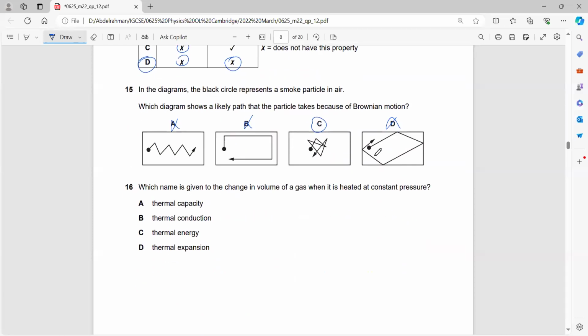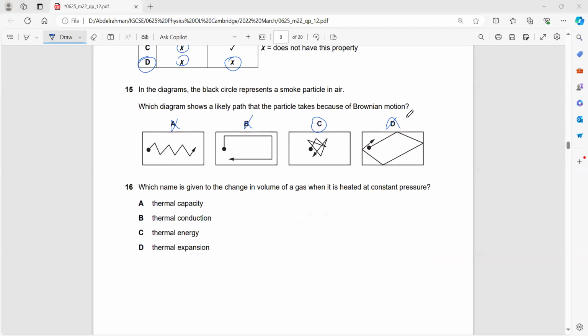What's the name given to the change of volume of gas when it is heated at a constant pressure? When you heat the gas at a constant pressure, what happens to this gas? Any ideas?